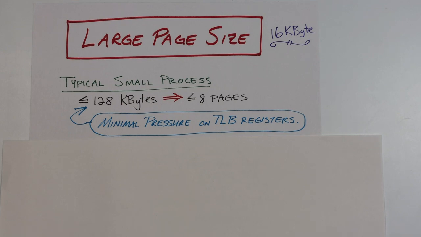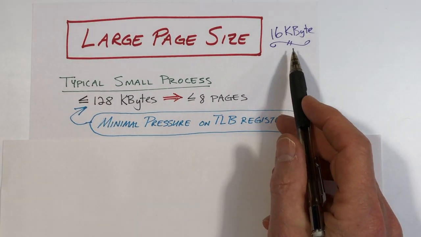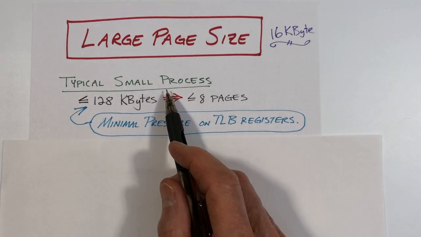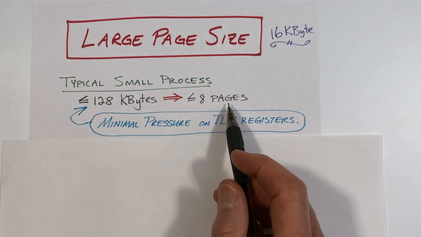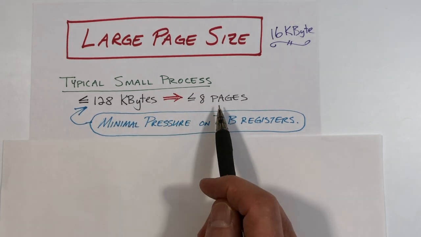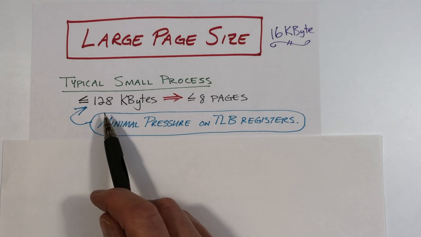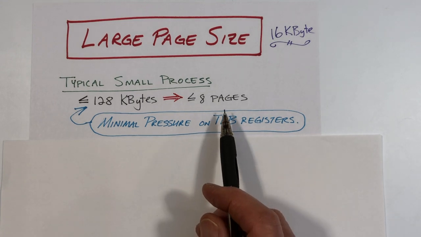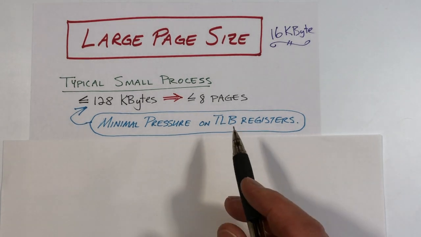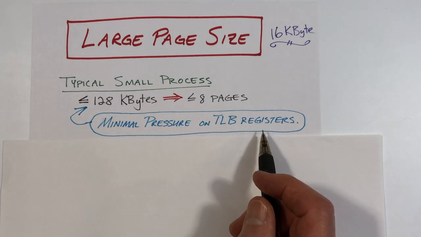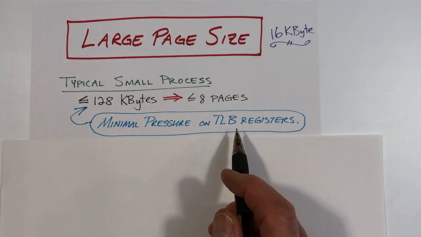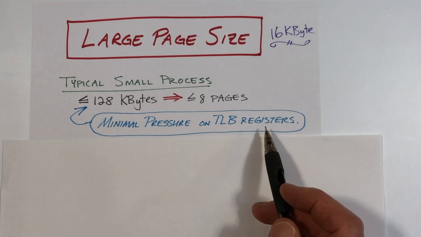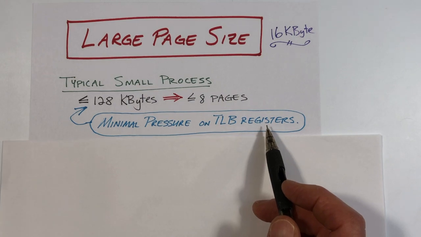First of all, this is a fairly large size, but it has the effect that most processes, or small processes, won't need very many pages. For example, with only 8 pages, you can have an address space that's 128 kilobytes. This is important because the more pages a process has, the more TLB registers are required. I'll talk about those in a minute, but by having a larger page size, you reduce the pressure on the TLB registers, and that is going to reduce the context switch time.